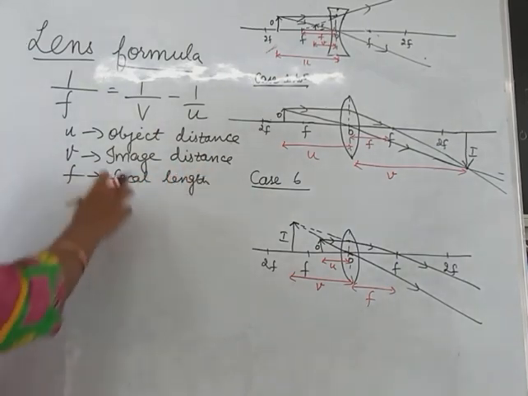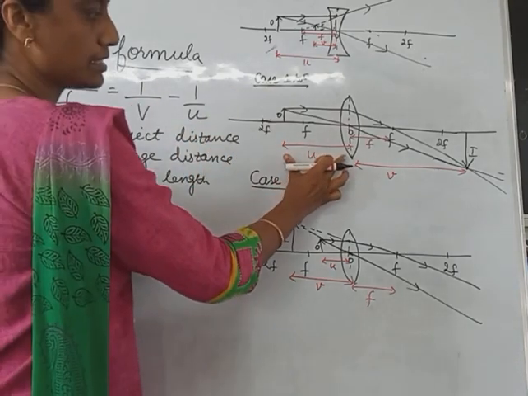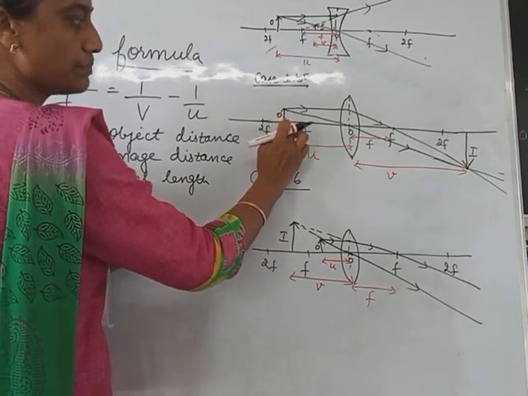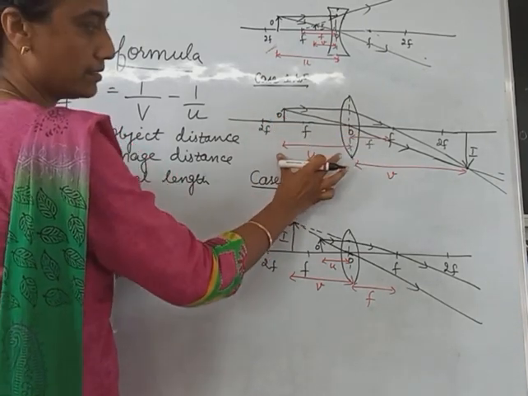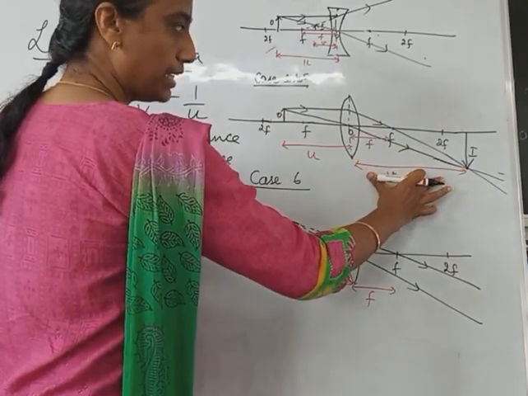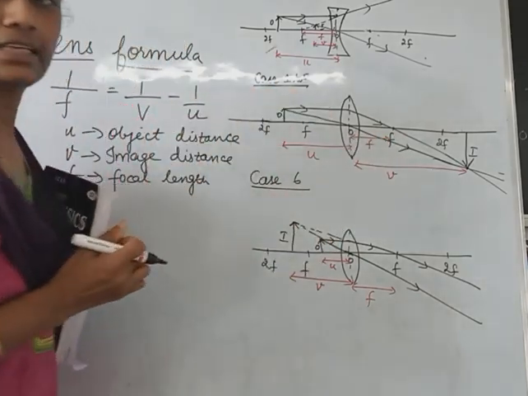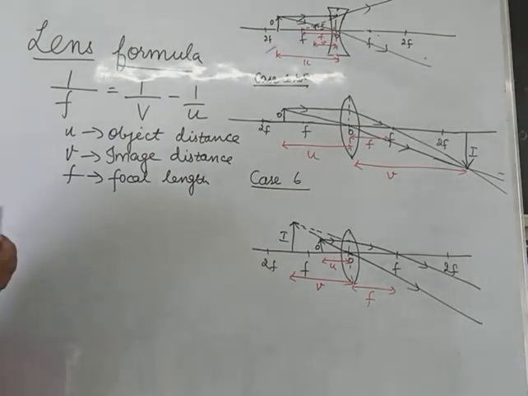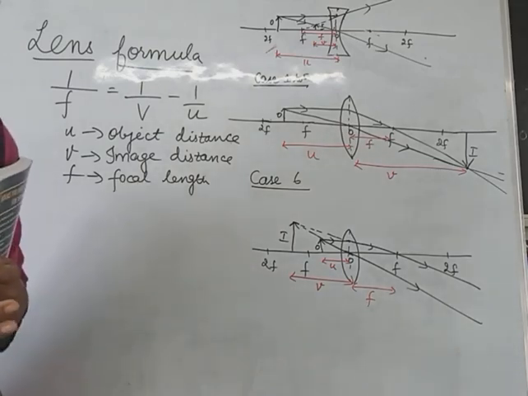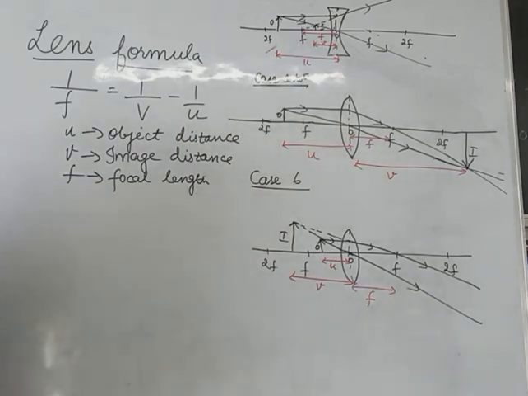So object distance, image distance and focal length. If you see this diagram, object distance means distance between object and optical center. This is u. Image distance means distance between image and optical center, that is v. Focal length means distance between f and o, that is f. Now, the important thing is sign convention. Sign convention means in some cases u is positive and in some cases u is negative, and we should be able to take it clearly.